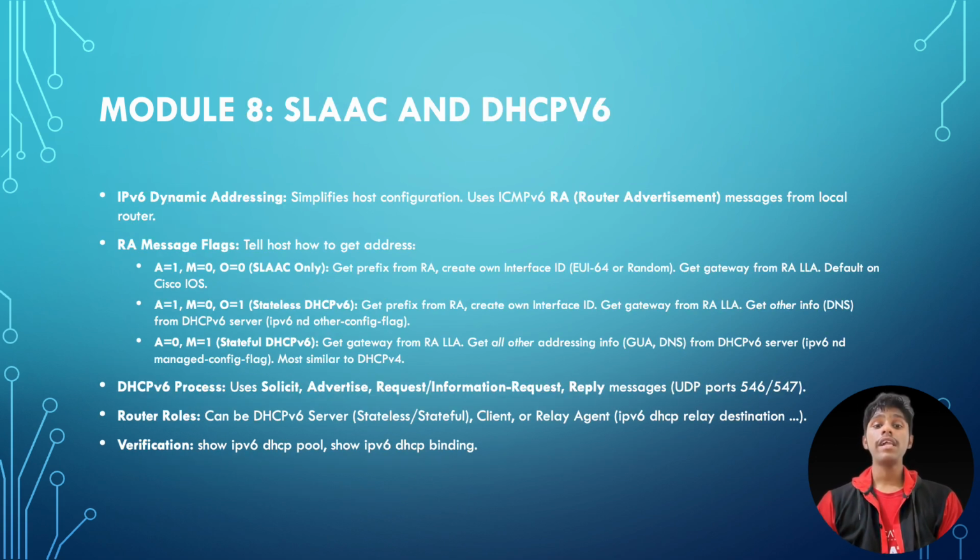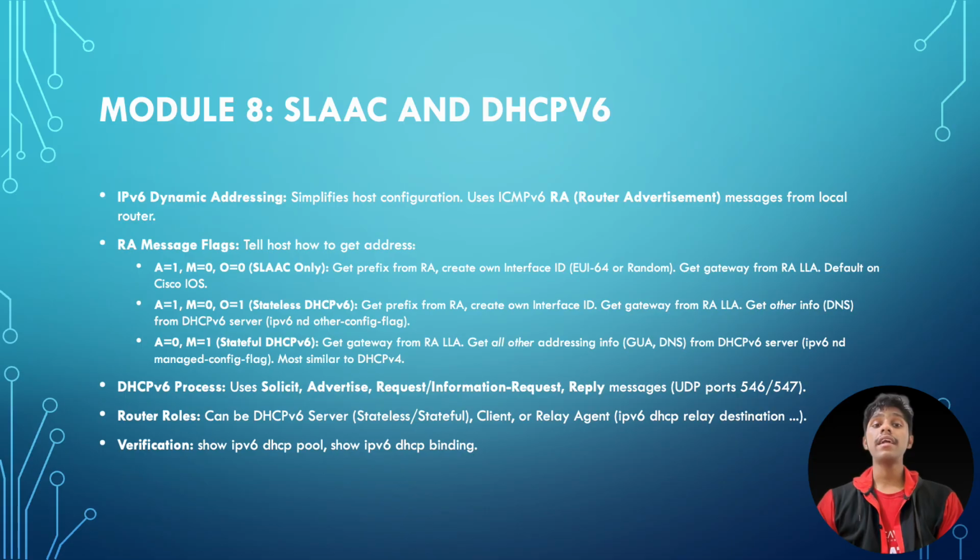And further, module 8 moves to dynamic addressing in IPv6, covering SLAAC and DHCPv6. IPv6 simplifies this quite a bit. It relies on the ICMP version 6 Router Advertisement, the RA, messages sent by the router on the local network. These RAs contain flags that tell hosts how to get their address. There are three main methods. Method 1 is SLAAC only.